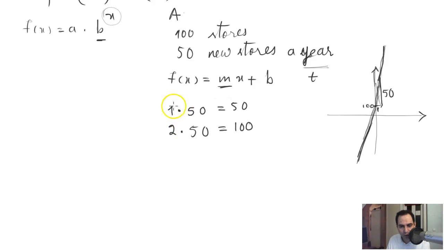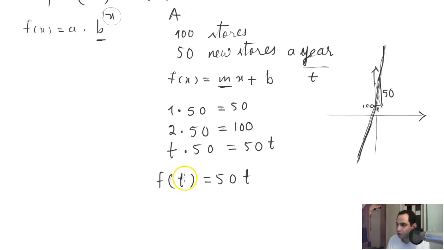So you get where this is going. That basically means that this is your t, and the 50 new stores is simply multiplied by this. So this becomes 50t. So your f of t is equal to 50t. This is only one part of the definition of this problem. That means if I put t is equal to 2, which means 2 years have passed, that means 50 into 2, which means 100 new stores have been opened in those 2 years. And I had already 100 stores here, so I add the 100 stores to this as well. So this becomes my model.